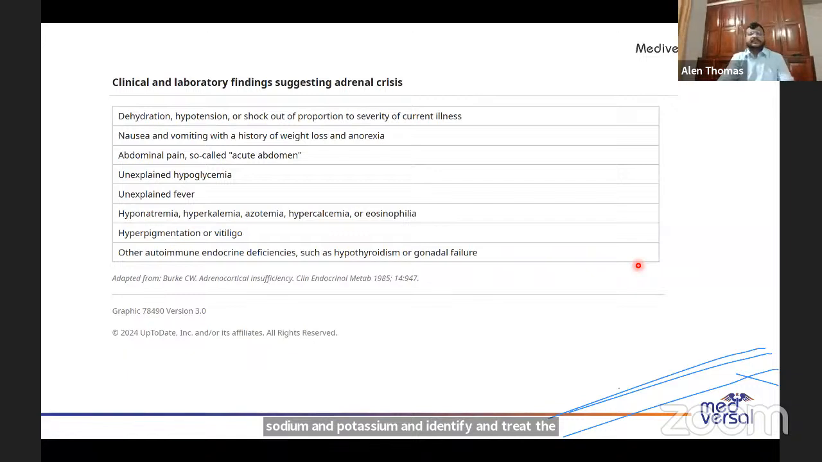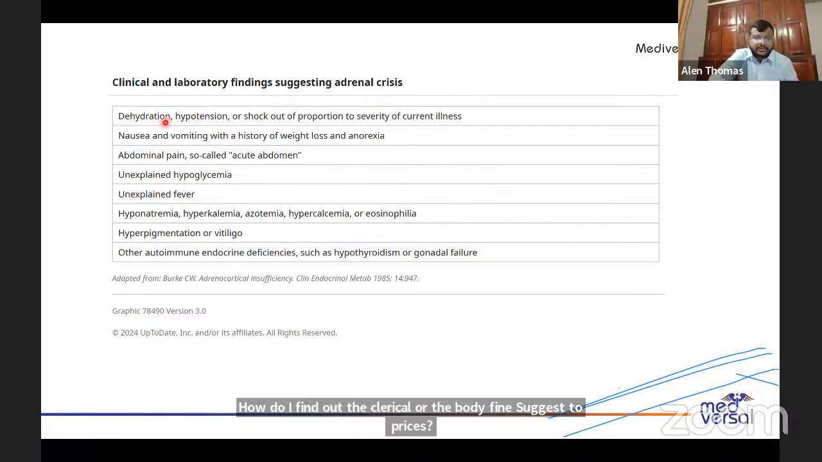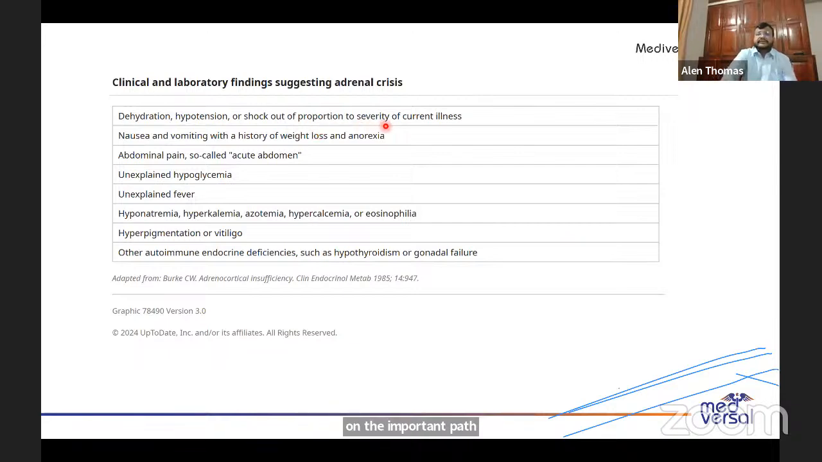Now, how do I find out whether clinical or laboratory findings are suggestive of adrenal crisis? Dehydration. Follow the red dot. I'm putting it only on the important parts. Dehydration, hypotension, or shock out of proportion to severity of the current illness. Nausea and vomiting with a history of weight loss and anorexia. Abdominal pain, the so-called acute abdomen. And unexplained hypoglycemia, unexplained fever.